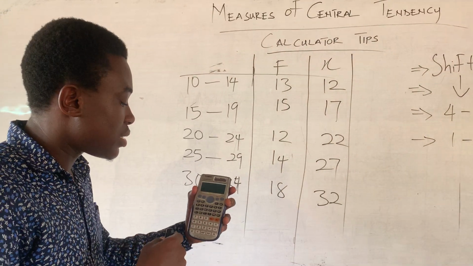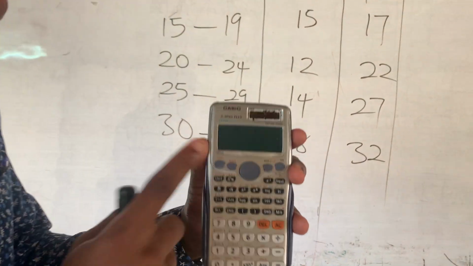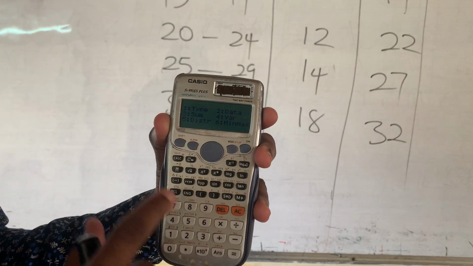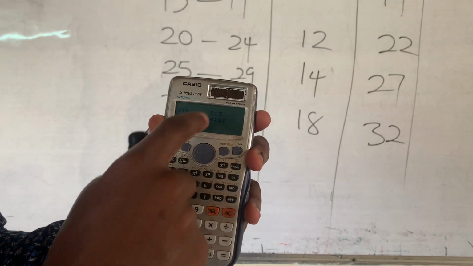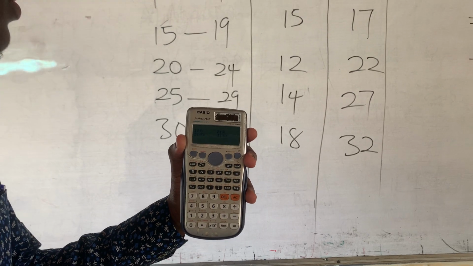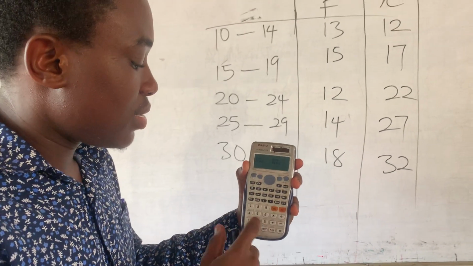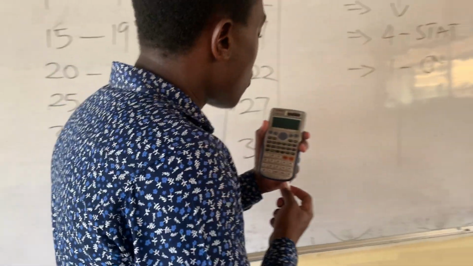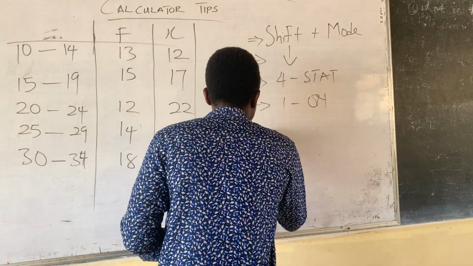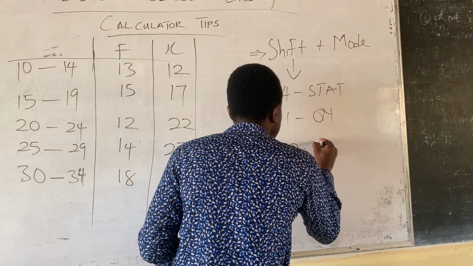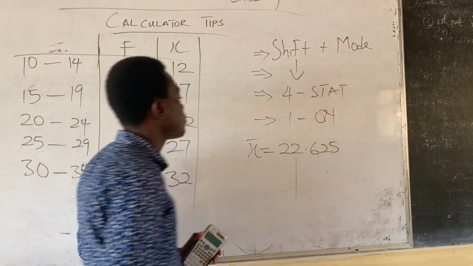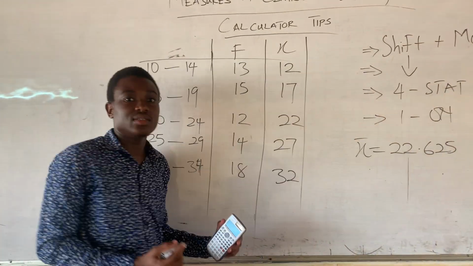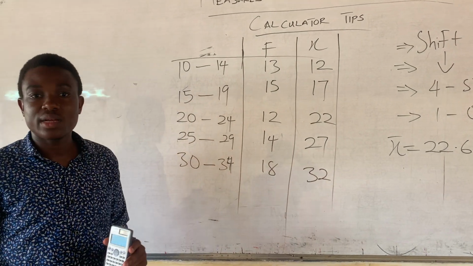So let's quickly look at what to do next. We press shift, then we press 1, then we choose the fourth option, that is VAR. Then option 2, X bar, and that gives us 22.625. So our X bar is 22.625. So for this grouped data, this is the mean, and we did this using the calculator.